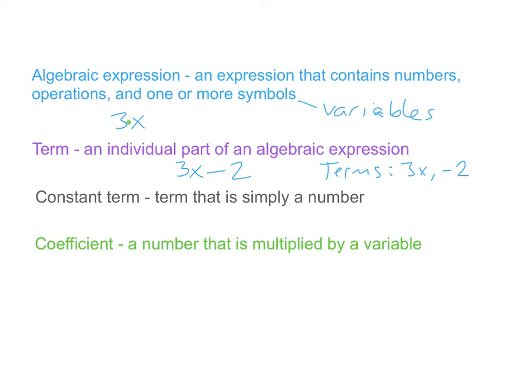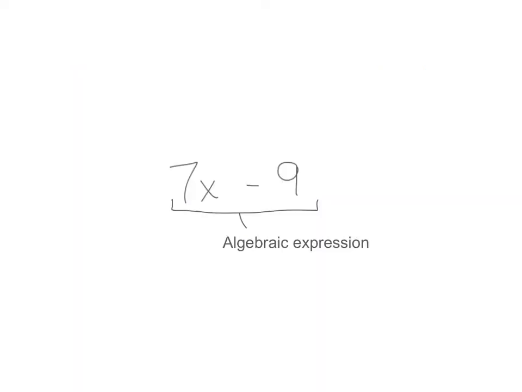Here we go. Alright, so I'm just giving you another example here. We're going to take it step by step. So 7x minus 9. The whole entire thing, which is why I put a bracket around the whole thing, is called an algebraic expression, okay? Numbers, operations, and variables, alright? So the whole thing, that's an algebraic expression.